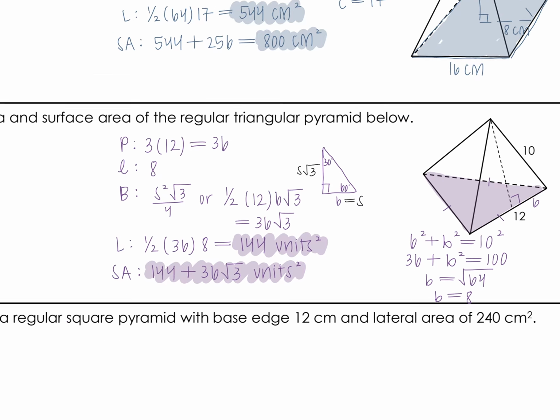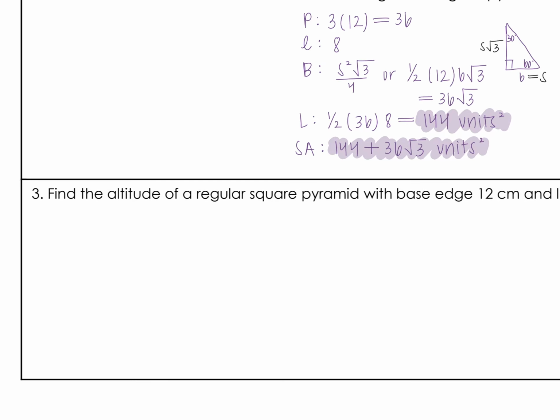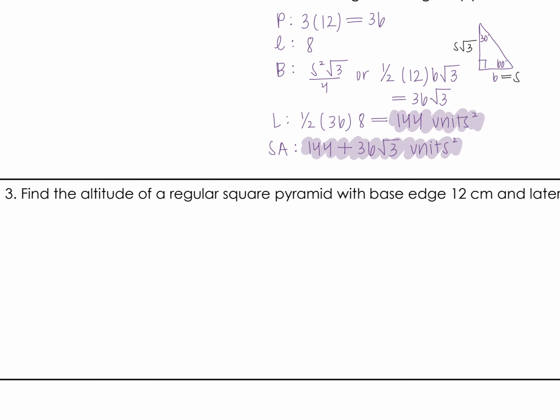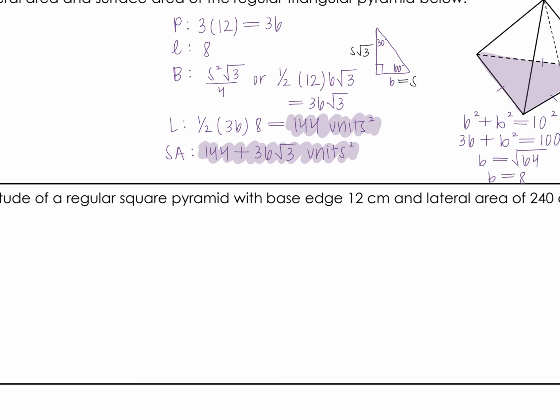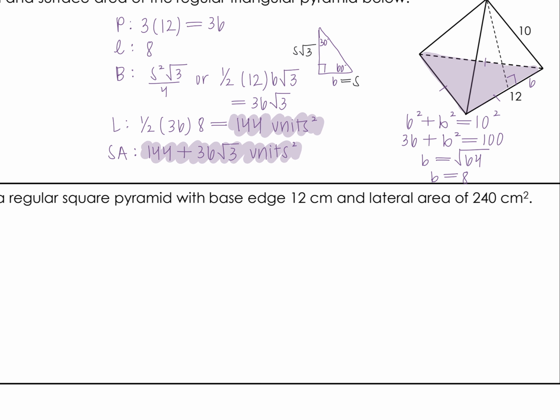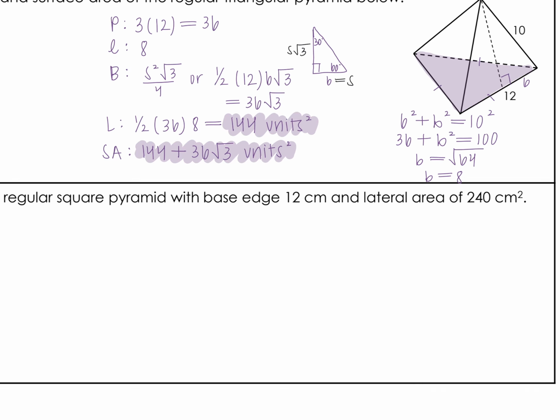All right, now let's move into our third problem. For number 3, it says find the altitude of a regular square pyramid with a base edge of 12 centimeters and a lateral area of 240 centimeters squared.